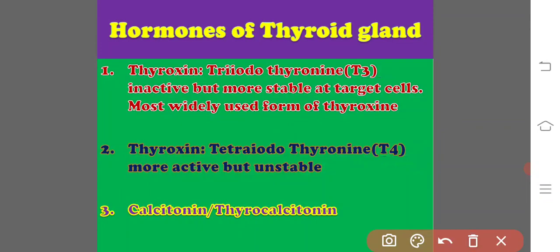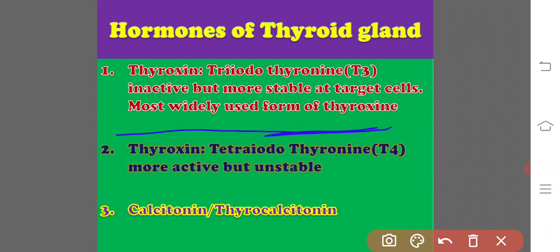What is the difference between these two? The T3 hormone is inactive, but it is more stable at the target cells, whereas T4 is more active but unstable at the target cells. However, the most widely used form is the T3 form only. The triiodothyronine form is the most widely used form.